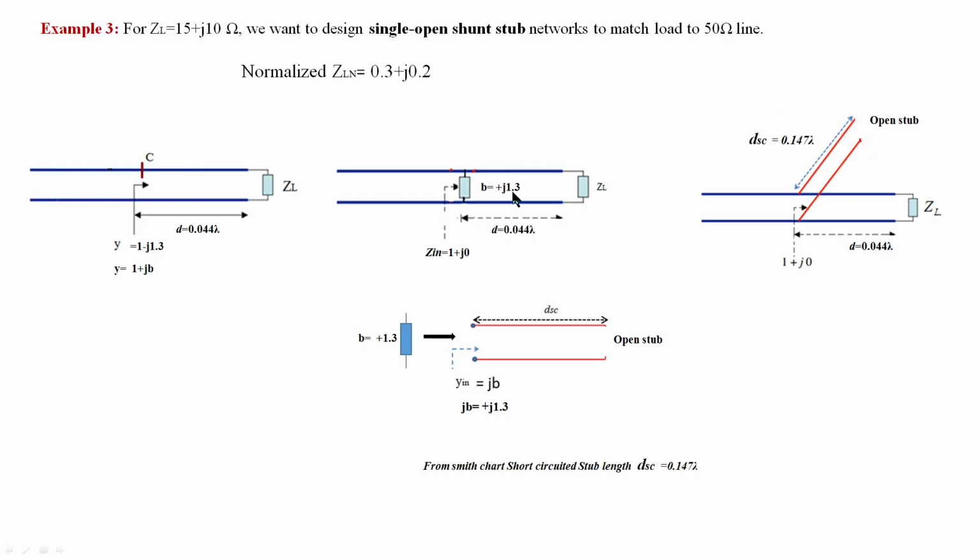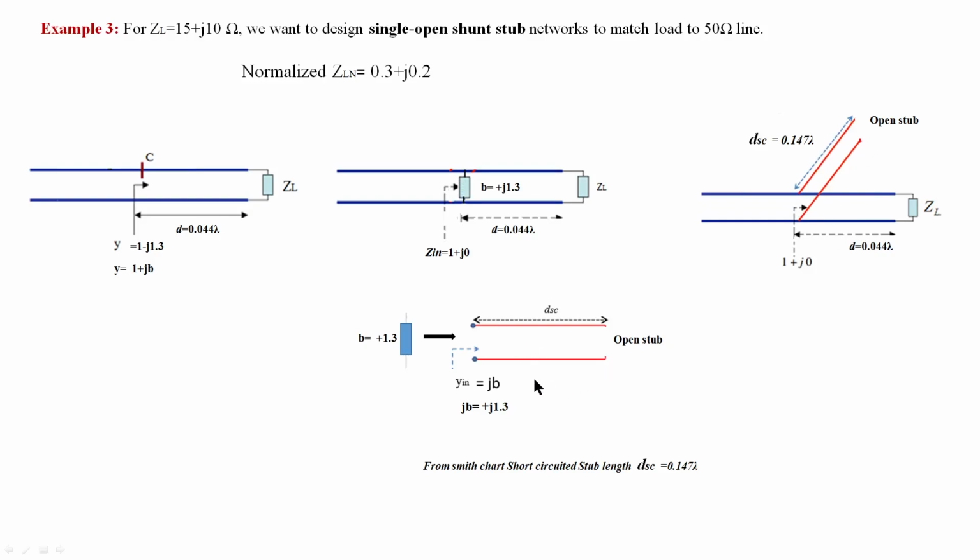What value of susceptance should you connect? Plus 1.3. But this should be implemented using an open stub. They asked you to use an open shunt stub. Okay, so you implement the stub now. To get this value, implement the stub like this.